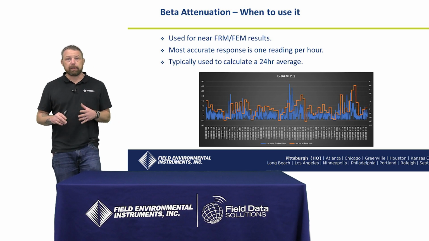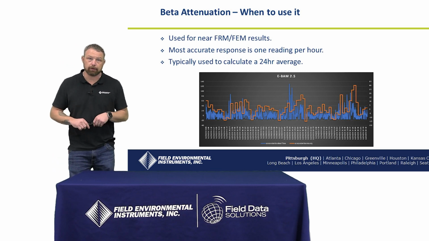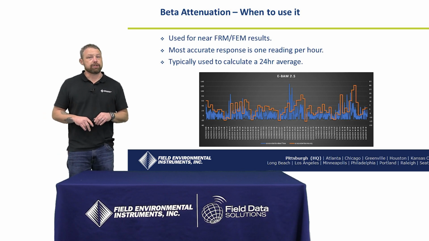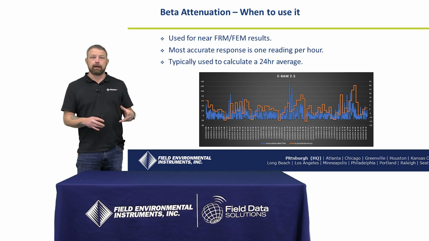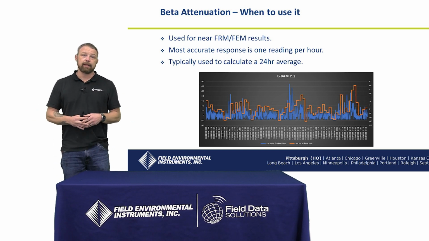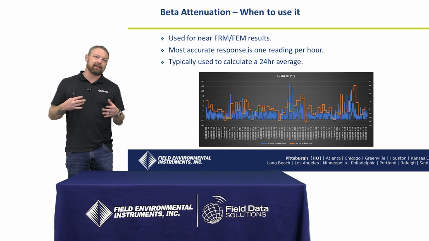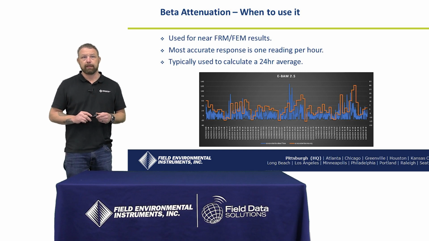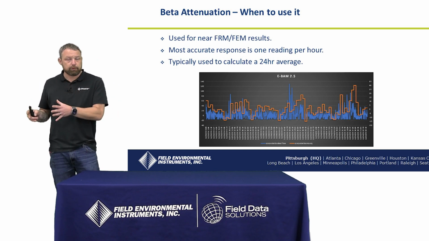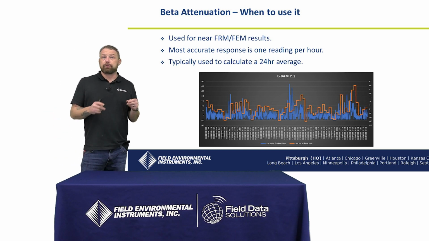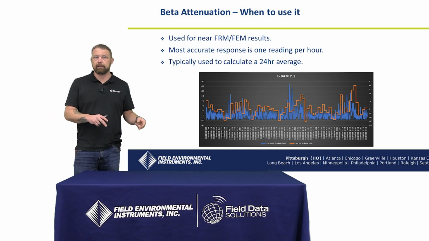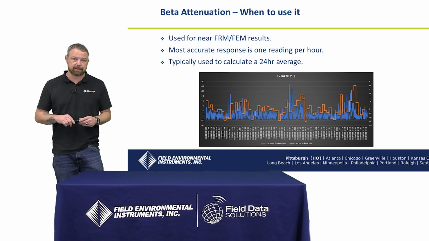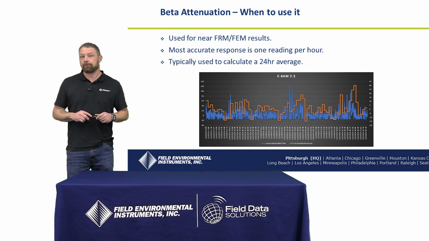The most accurate response on this instrument is 1 reading per hour. You can see in the chart here, the blue line represents the real-time data, which is all over the place. The orange line is the 1-hour average of that data and is typically the data that's going to be used, and in a lot of cases will be used to aggregate into a 24-hour average. Again, this is not for real-time operation, but it is used for near FRM, Federal Reference Method, or FEM, Federal Equivalency Method, results, although it carries neither of those designations officially for the EBAM specifically.